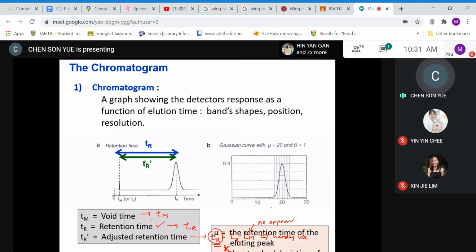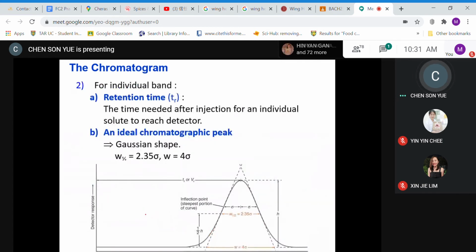And of course, the peak here, preferable to have a Gaussian peak. Gaussian peak means you have a symmetrical peak. Left and right, they are at equal distance. It's called a Gaussian peak. Symmetrical peaks, of course, are described by a certain formula here.